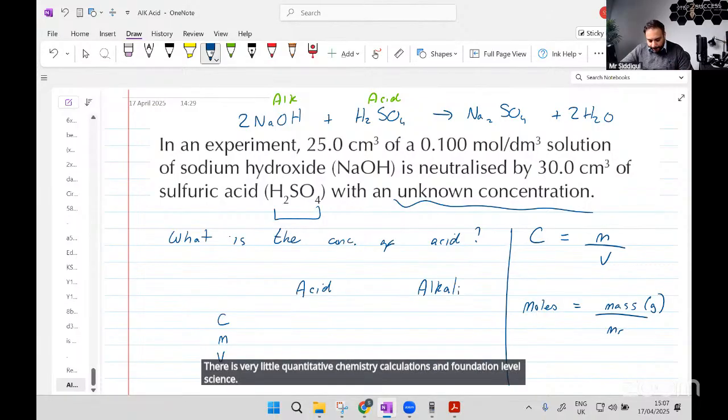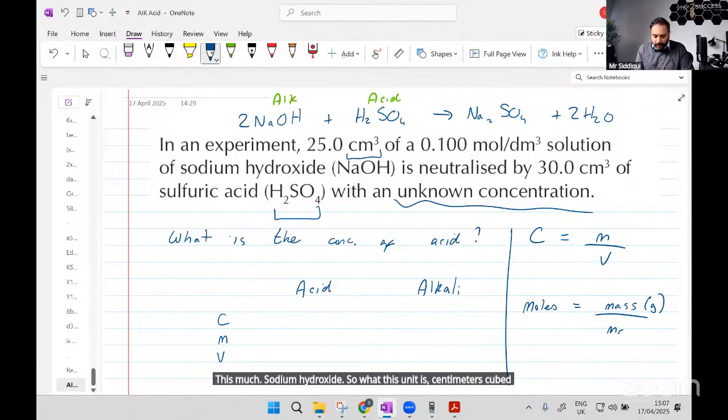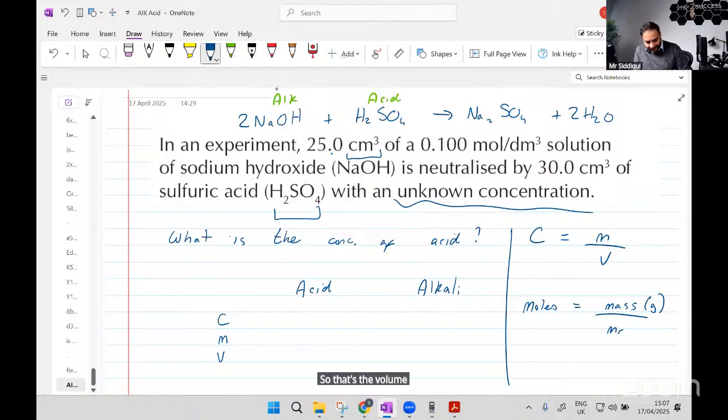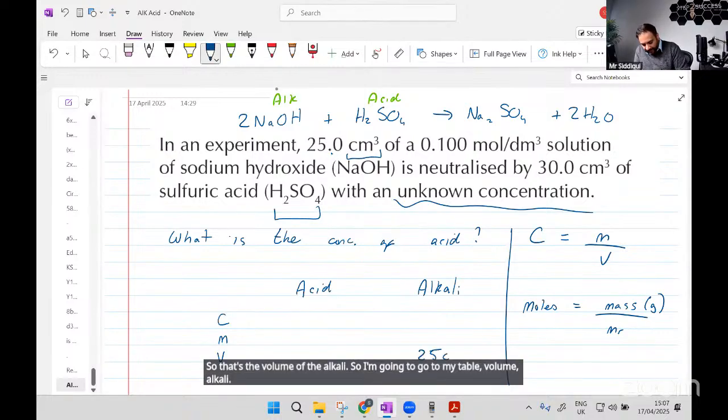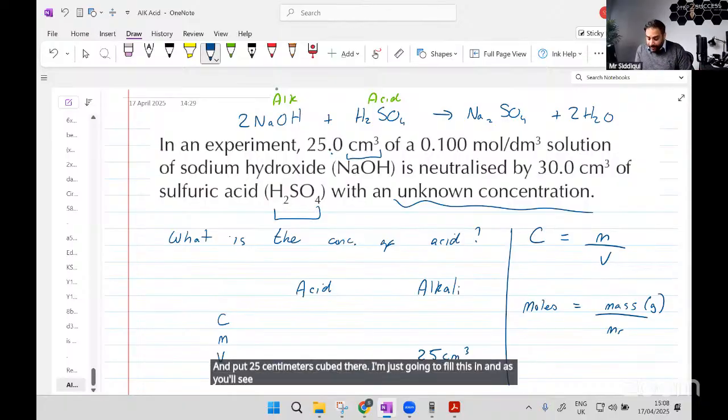In an experiment, this much sodium hydroxide. So this unit, centimeters cubed, is a unit for volume. Okay, so what they're telling you with that number is the volume of the sodium hydroxide. And as I said, the sodium hydroxide is the alkali in this question. So that's the volume of the alkali. So I'm going to go to my table, volume, alkali, and put 25 centimeters cubed there. I'm just going to fill this in. And as you'll see, it should work.